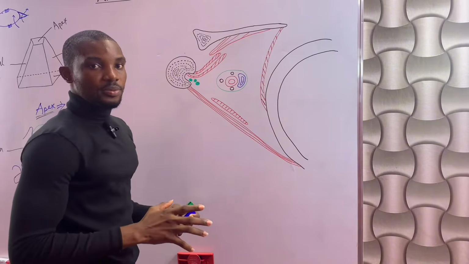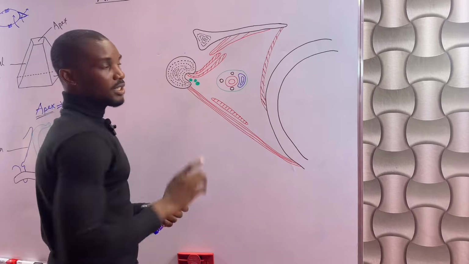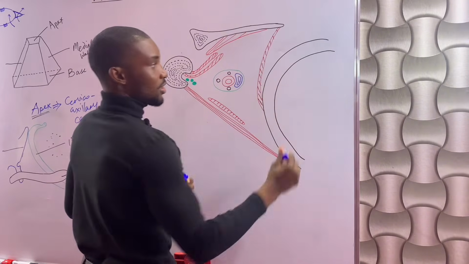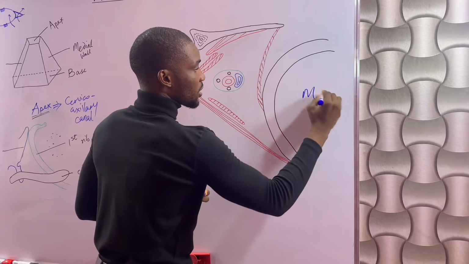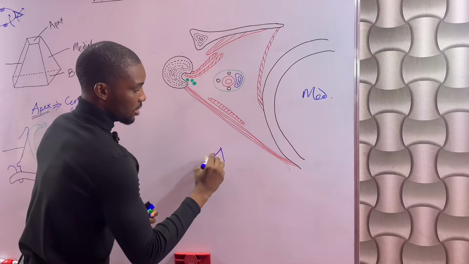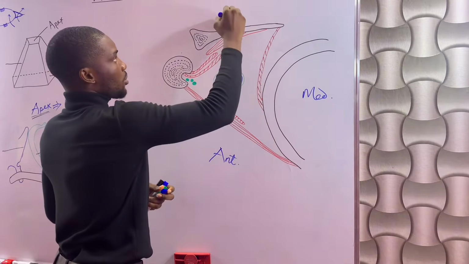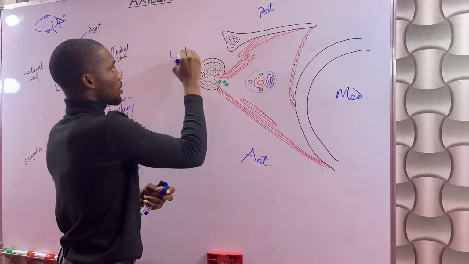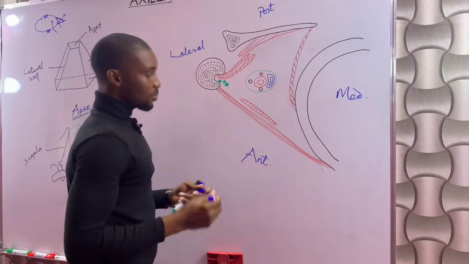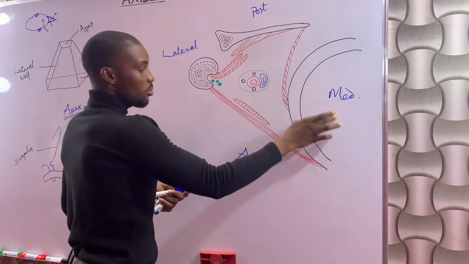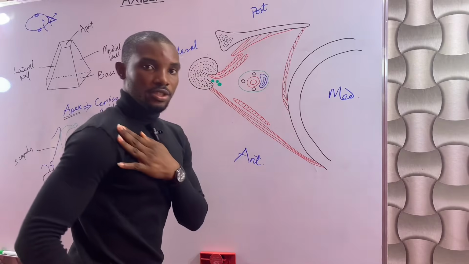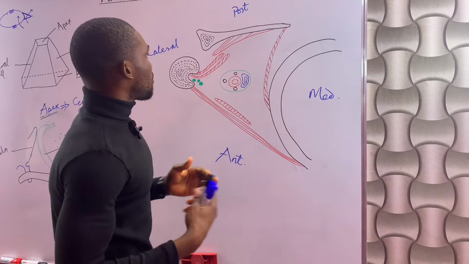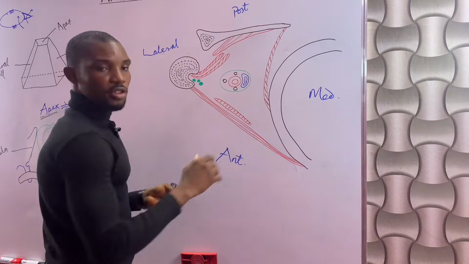So if you look at the other borders of the axilla, let me label the orientation for you. This is the medial aspect. This is the anterior. This is the posterior. This is the lateral. So we can see that there's the posterior, medial, anterior, and lateral. So which should we go first with? Let's go with the anterior part first.